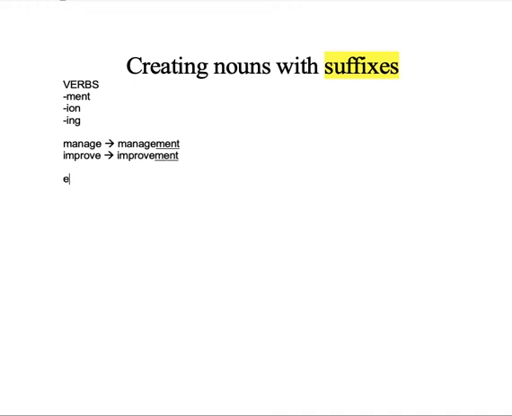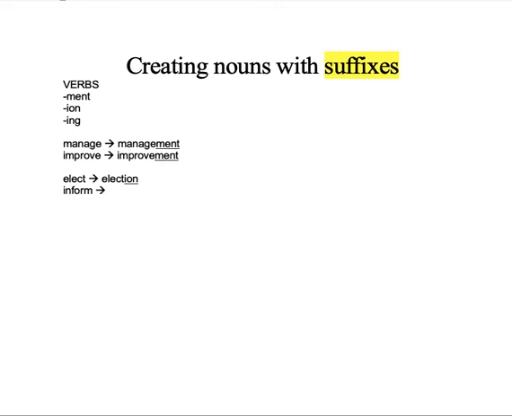So for example, when you have elect, which is elegir, okay, we have to elect somebody as the leader of the class, for example, and you add ion, then you have election, which is a noun, okay? This year's election is going to be very interesting, for example, okay? Election.